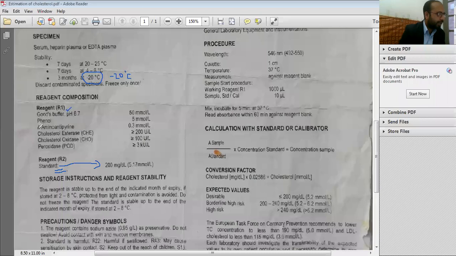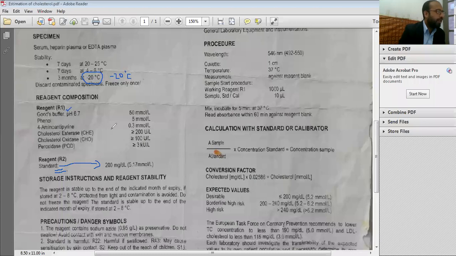This is the concentration. And next one is 4-aminoantipyrine. Its concentration is 0.3 millimole per liter. Cholesterol esterase, it will be 200 units per liter. Cholesterol oxidase, it will be 100 units per liter. Peroxidase, it will be 3K, means 3,000 units per liter. This is the concentration of enzymes which will be present in reagent one. All these reagents, chemicals and enzymes will be available in one bottle, which will be labeled as R1.